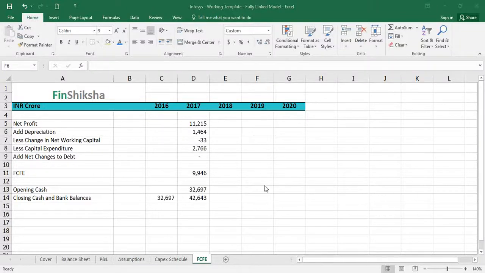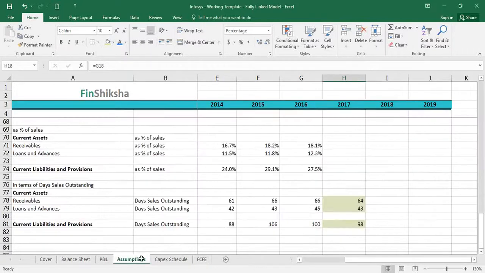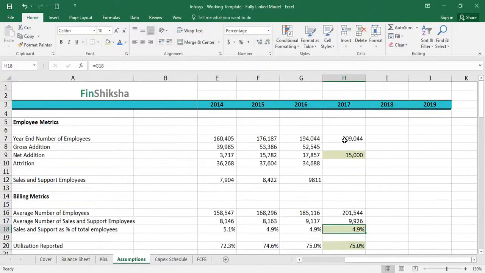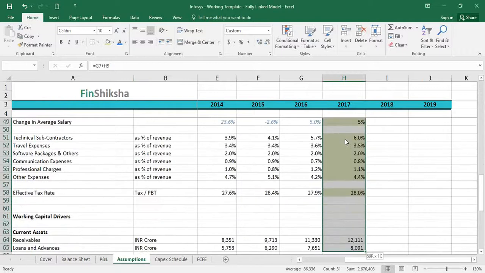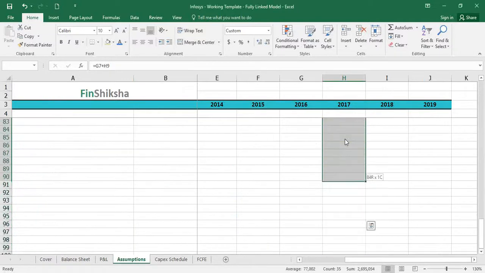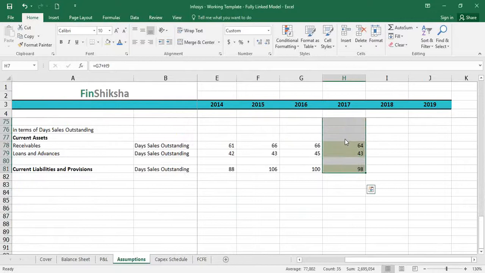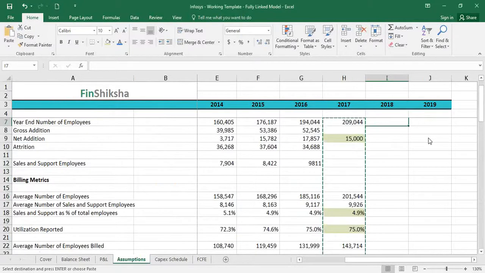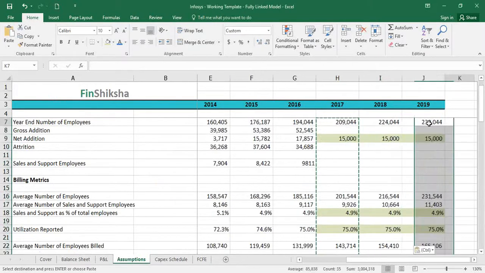Now that we have a fully linked model available with us for 2017, we can basically project this data for the next 5 years and then try and build the valuation. So since all the formulae are in place, theoretically speaking, what we need to do is just copy and paste this entire set of data for the next 5 years, right? We can make changes as we go along, but all I need to do is a Control C and Control V, theoretically this should stay in a balanced position.